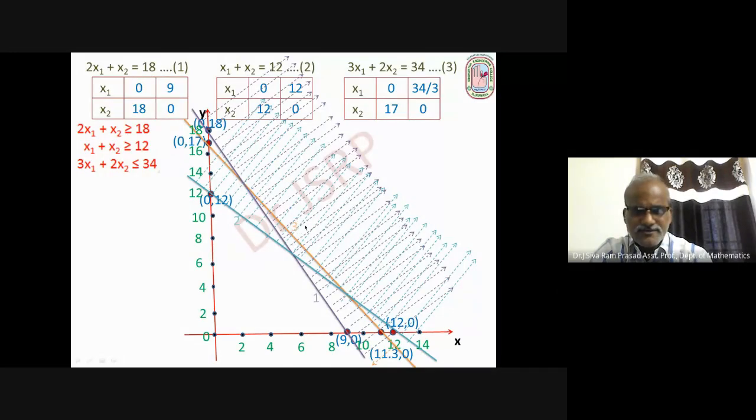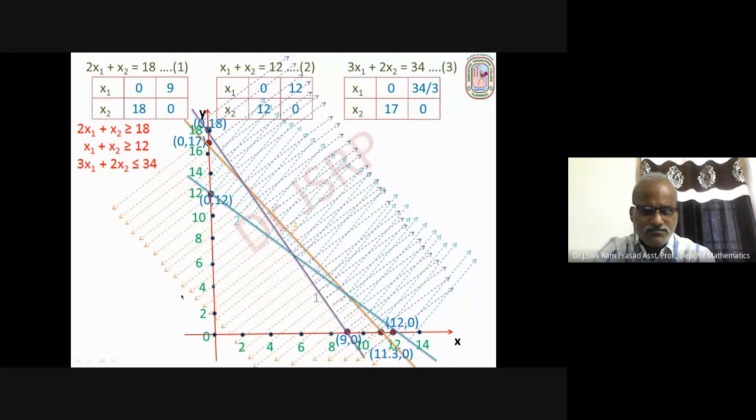Now identify the region for the third inequality. So this is third inequality. Substitute here origin in the left side. 3 times 0 plus 2 times 0, 0. Clearly 0 less than 34. So origin satisfy the third inequality. So for this line, the region lies towards origin, this side. So for this line, region lies towards this side.